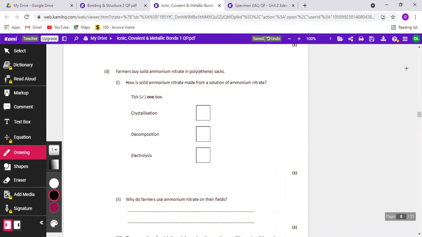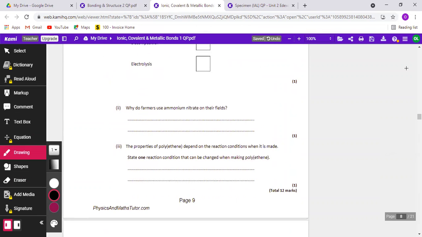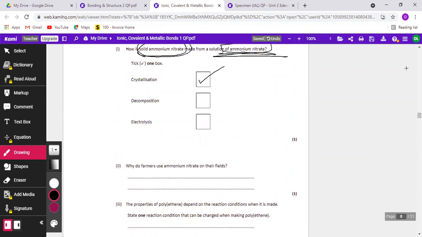Farmers buy solid ammonium nitrate in polyethylene sacks. How is the solid ammonium nitrate made from the solution of ammonium nitrate? So how can we make solid ammonium nitrate from ammonium nitrate solution? By crystallization. Shall I move ahead? Any confusion?